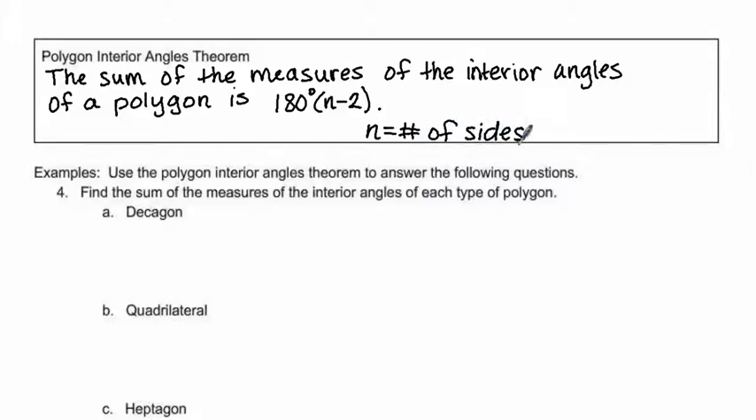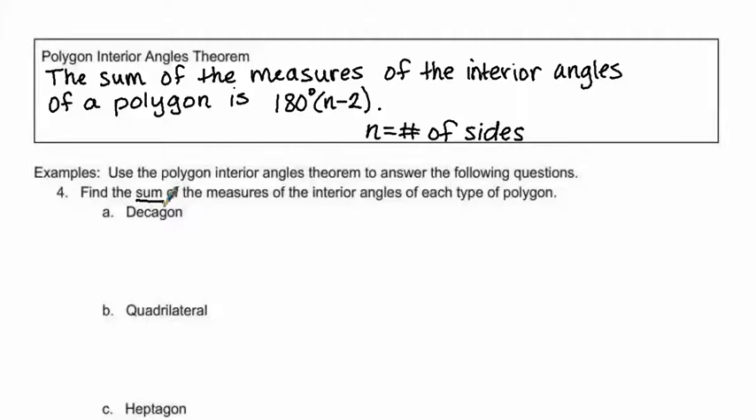Some might refer to it as the number of vertices, which is the same as the number of sides. But ultimately, we're going to use that formula, 180 degrees times n minus 2. That's going to give us the sum of the measures. And remember at the beginning, I said we're looking for two different types of things. We're looking for the sum of the measures, and in some cases, we'll be looking for a missing measurement. So on these first few, on number 4, we're going to find simply the sum. Find the sum of the measures of the interior angles of each type of polygon. And then we'll be using this formula a little differently in the next few problems after that.